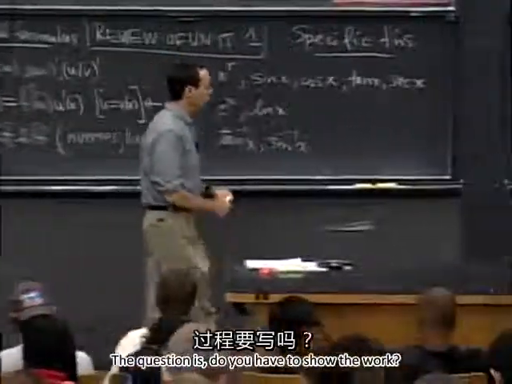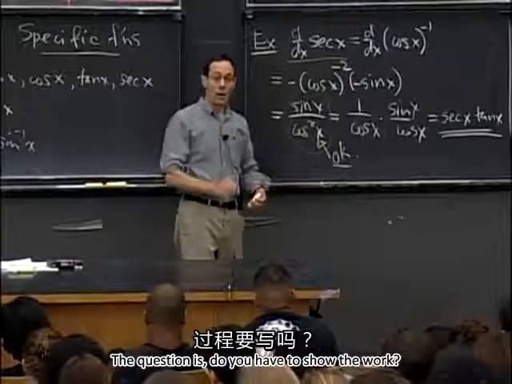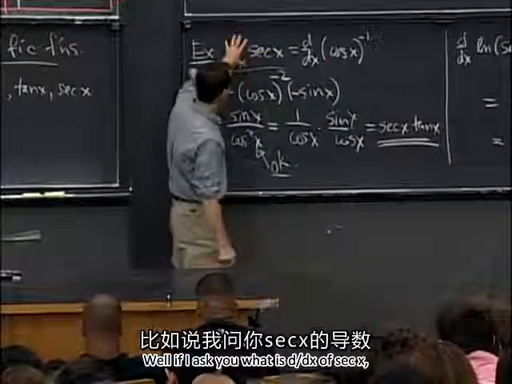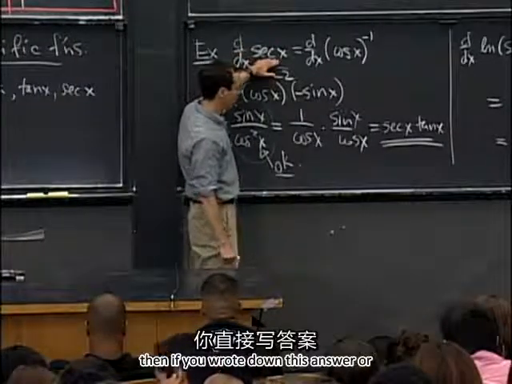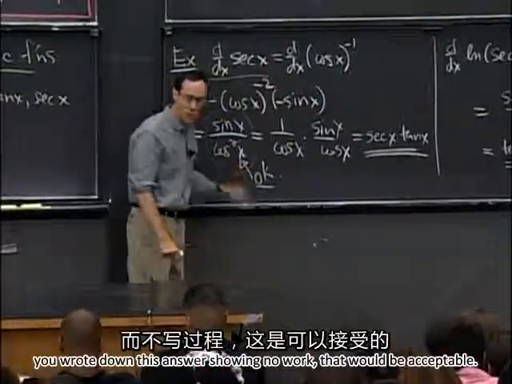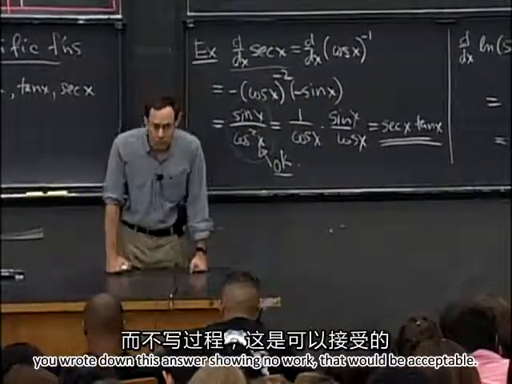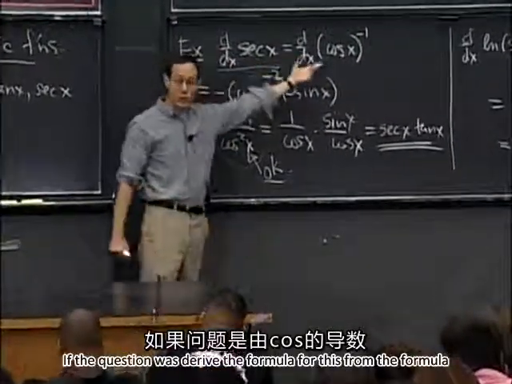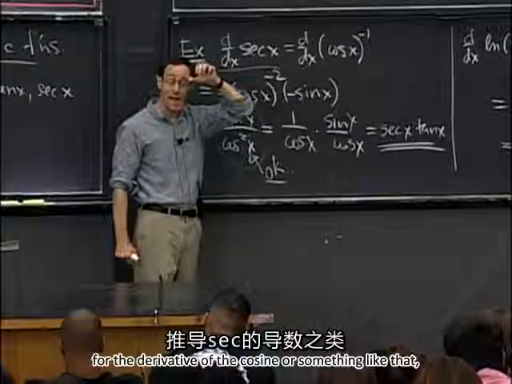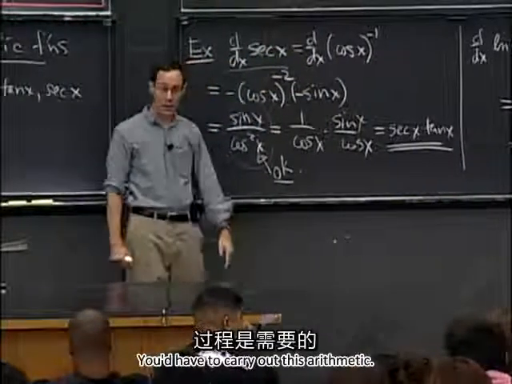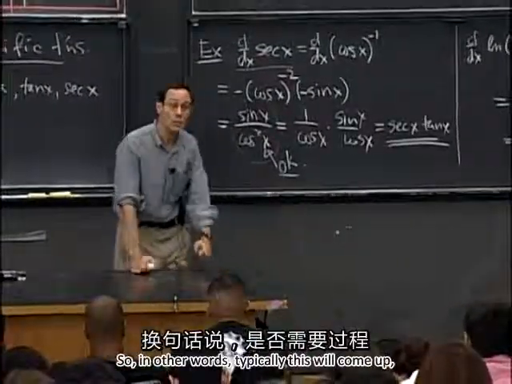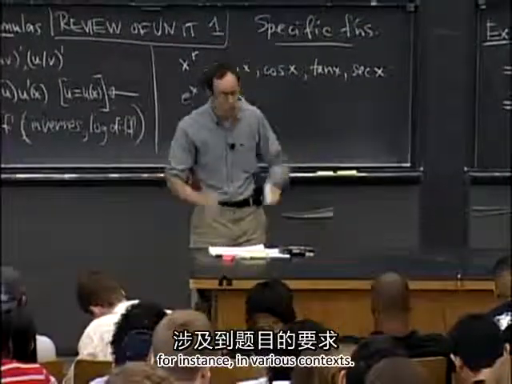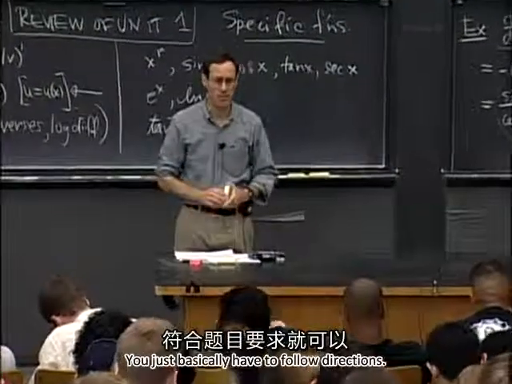The question is, do you have to show the work? Well, if I ask you what's d by dx of secant of x, then if you wrote down this answer or this answer showing no work, that would be acceptable. If the question was derive the formula for this from the formula for the derivative of the cosine or something like that, then it would not be acceptable. You'd have to carry out this arithmetic. So typically, this will come up in various contexts, but you just basically have to follow directions.